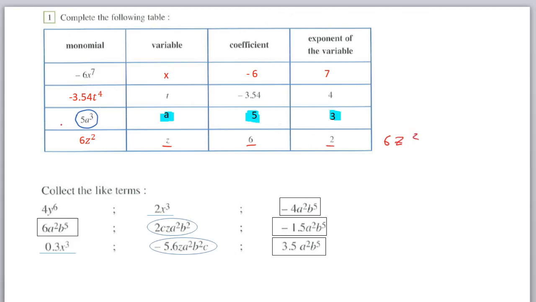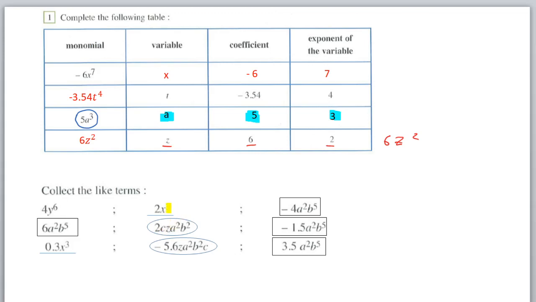Okay, fine. Collect the like terms in that question. So here, he wants you to collect the like terms. Look at the first one, which is 4y power 6. So you will search here for another one like 4y power 6, a like term. In order to find a like term, it should be y power 6 with any coefficient. So is there any y power 6 here? No. So just ignore. Okay.